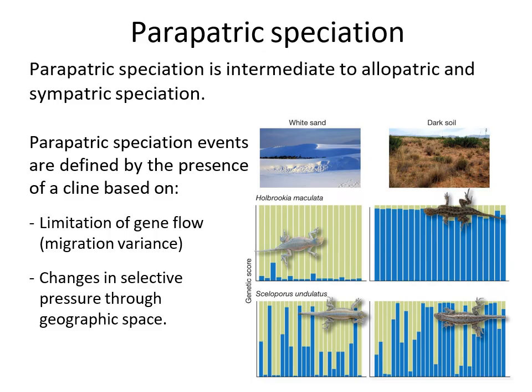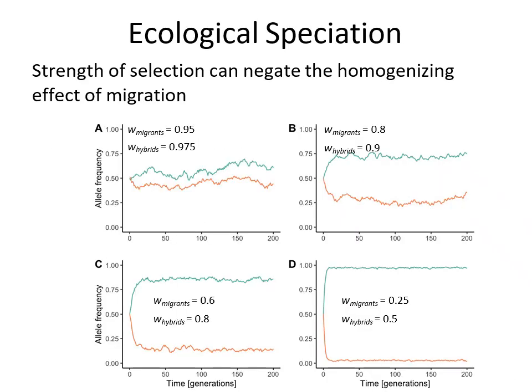In the bottom two panels, we have the same sort of pattern, but either migration is greater between these species compared to the Holbrookia, or the selective pressures aren't as strong. Again, emphasizing this idea of strength of selection: if selection is really, really strong, we can negate any homogenizing effect of migration.